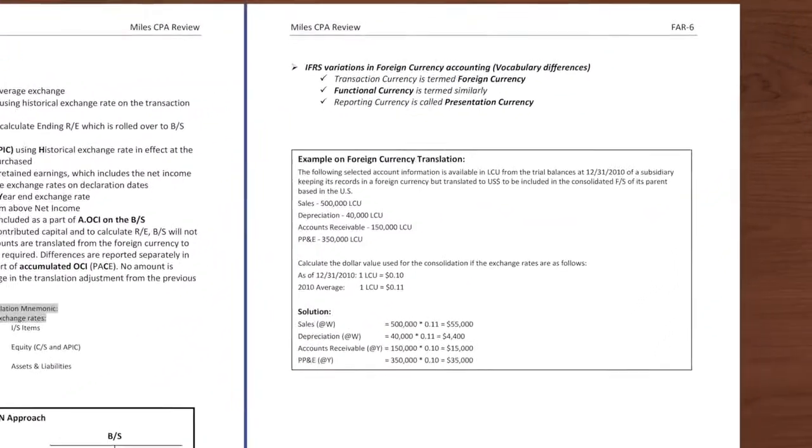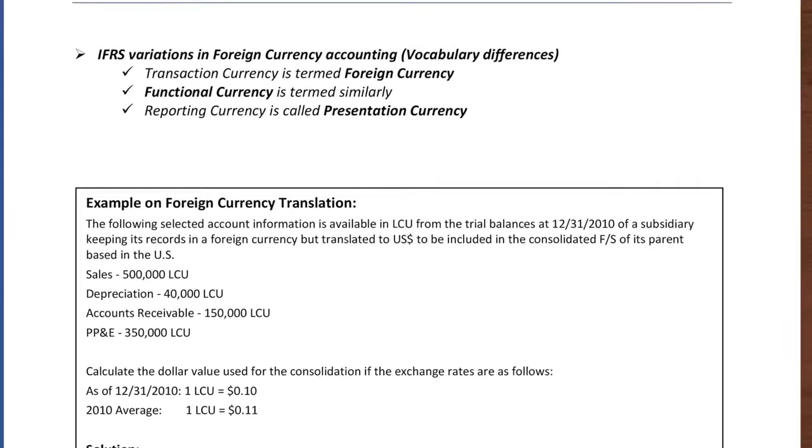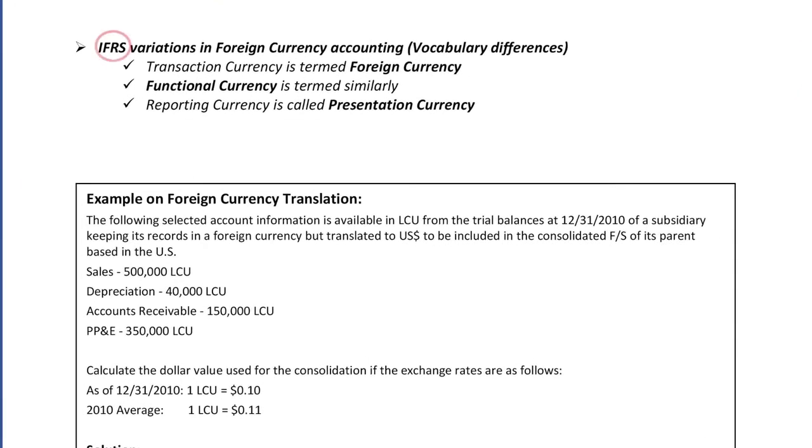On page 31, we're looking at IFRS terminology. So circle IFRS. Now transaction currency is termed highlight foreign currency. Next highlight functional currency, which is termed similarly. Reporting currency under IFRS is called highlight presentation currency. So under GAAP, we got transaction currency, functional currency and reporting currency. Under IFRS, we got foreign currency, functional currency and presentation currency.